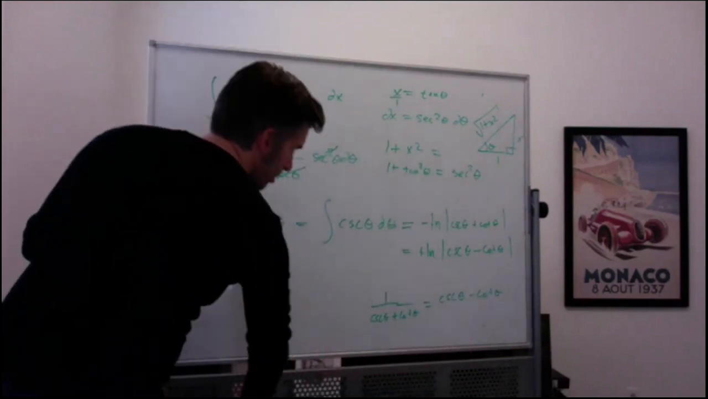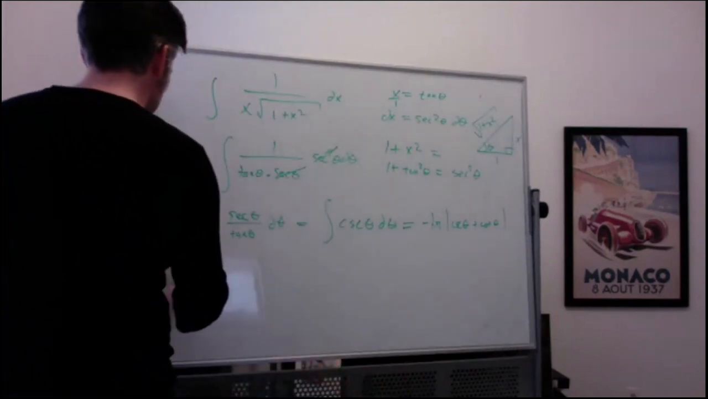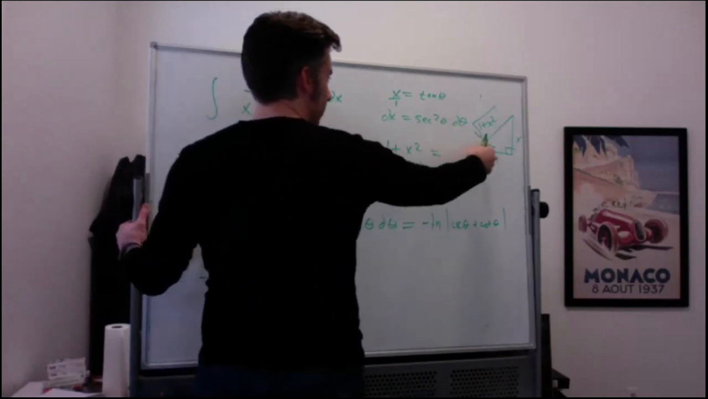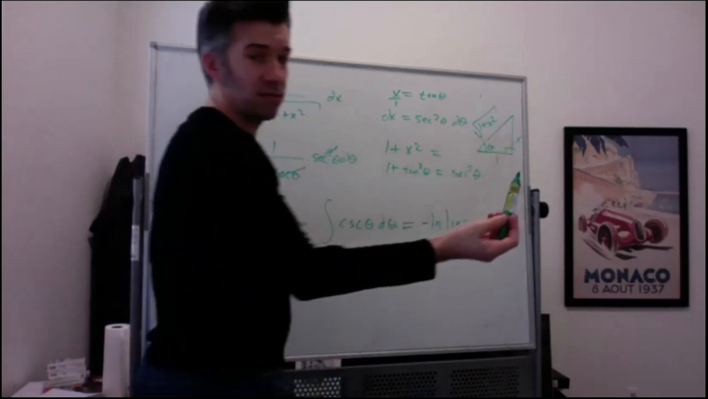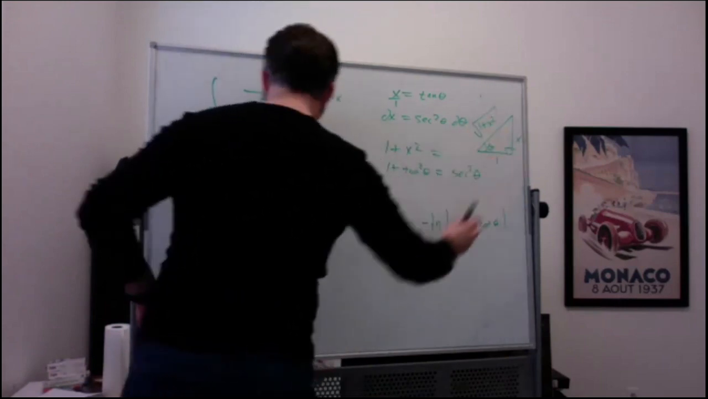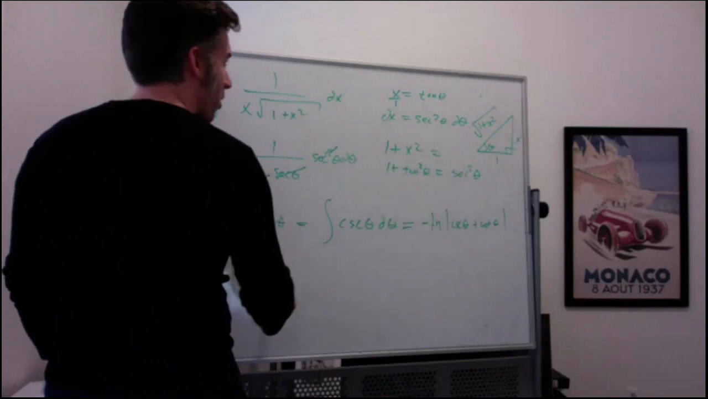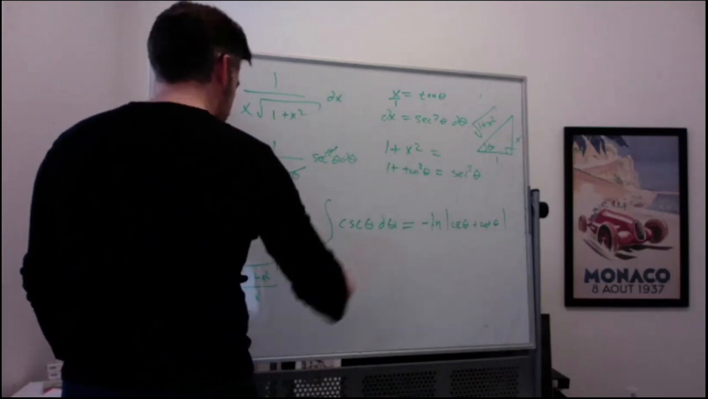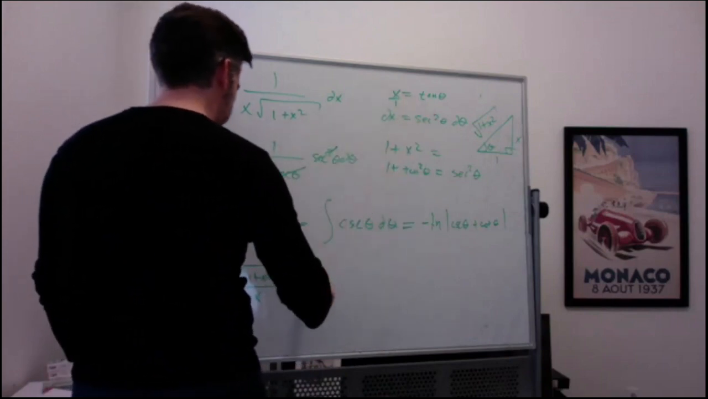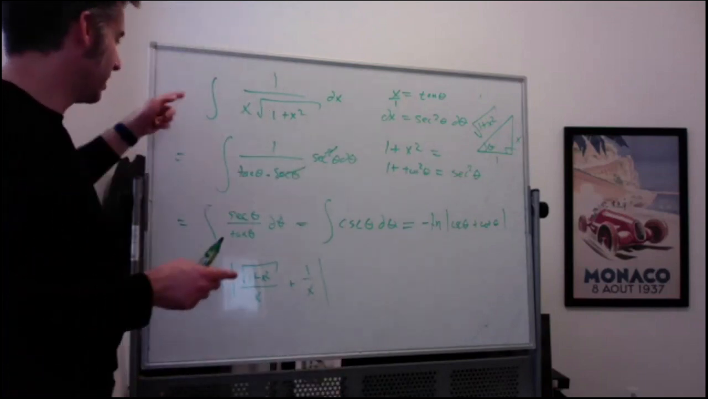So using this one here, we get that this integral is equal to negative natural log of the absolute value of cosecant of theta, which is the reciprocal of sine, which is not opposite over hypotenuse, but hypotenuse over opposite. So it's negative natural log of the square root of 1 plus x squared over x plus cotangent theta, which is not x over 1, sorry, but 1 over x. Okay, so that's the integral of that.